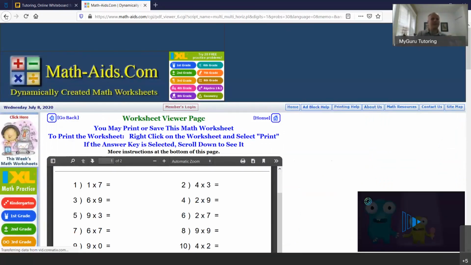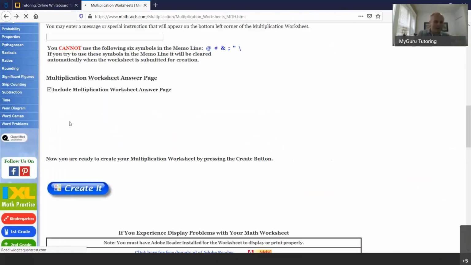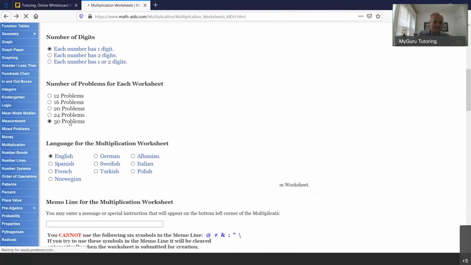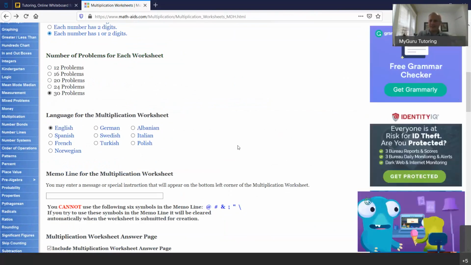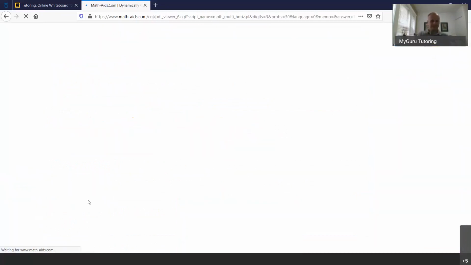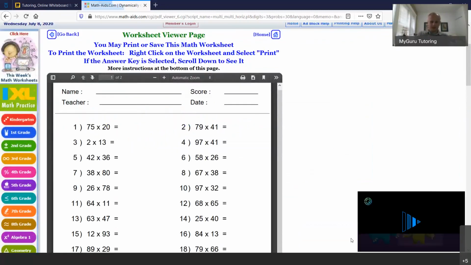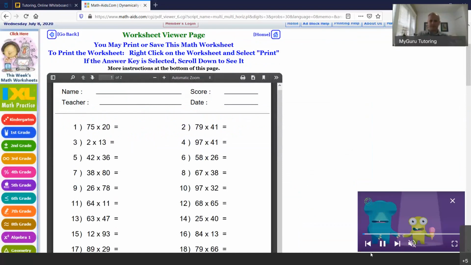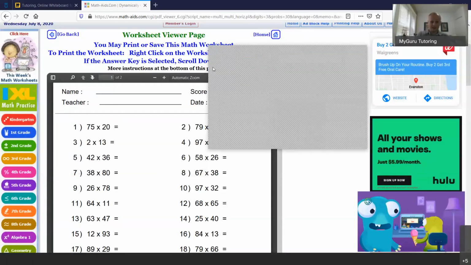Although I did not select the right setting, I've got to make sure that it doesn't lose my one or two digits, not just one digit. The single digit's probably a little too easy and won't give us what we want with a sample here. So we're taking, let's go with that 75 times 20. Actually, let's go with something a little bit more complex. Let's go with 97 times 32.